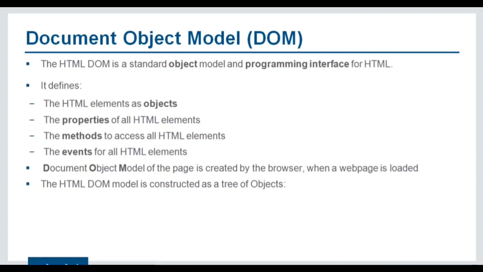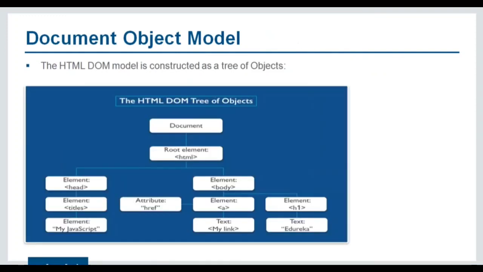So let's see. The HTML DOM is a standard object model and programming interface for HTML. It defines the HTML elements as objects, the properties of all HTML elements, and the methods to access all HTML elements. So it has some properties that will help you get that particular object. Also, you have methods to get any of these HTML elements. And every element will have some events attached to it. The document object model of the page is created by the browser when a page is loaded, at that very point. The HTML DOM is constructed as a tree of objects.